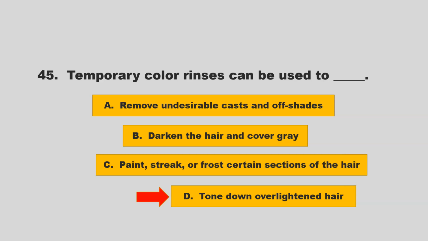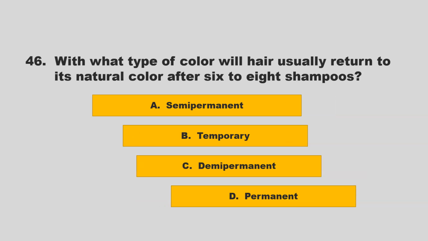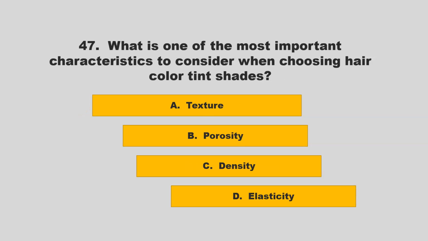If you chose D, tone down over-lightened hair, you are correct. With what type of color will hair usually return to its natural color after 6 to 8 shampoos? Is it semi-permanent, temporary, demipermanent, or permanent? If you chose A, semi-permanent, you are correct.